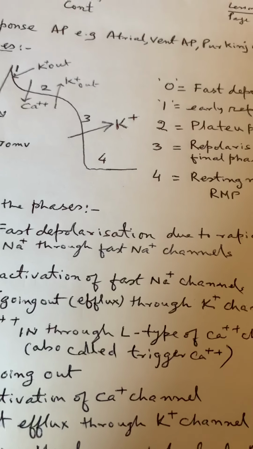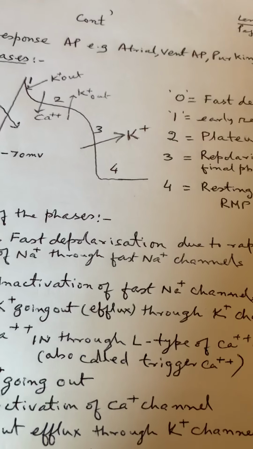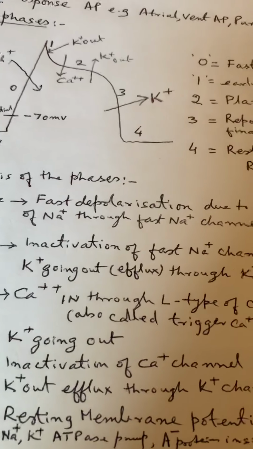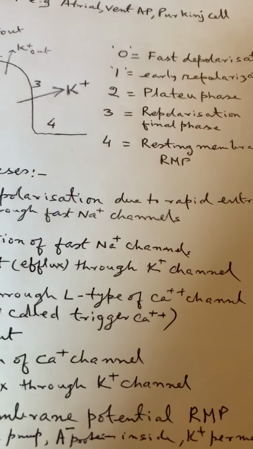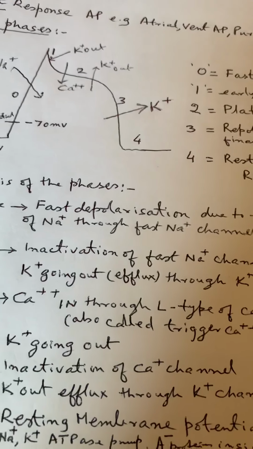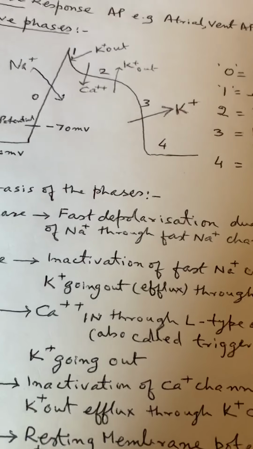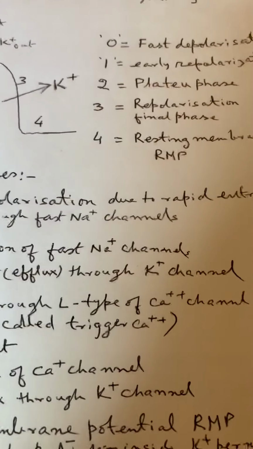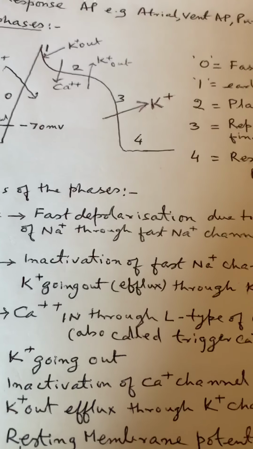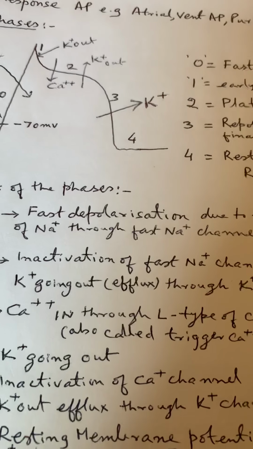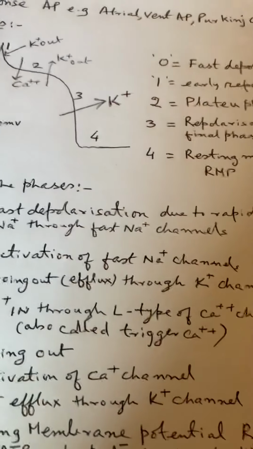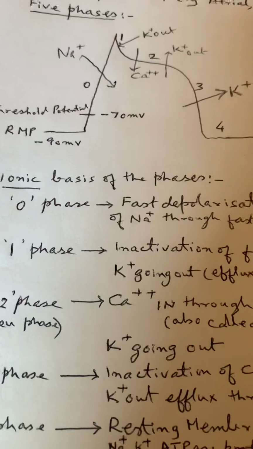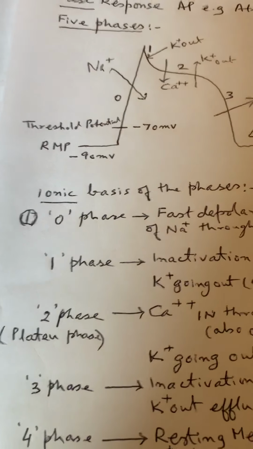The sodium channel is inactivated, that is, sodium is not going in, and there is potassium going out through the potassium channel. So phase 1 is because the sodium channel is closed, and potassium is leaking out through the potassium channel. Then comes phase 2. Phase 2 is known as the plateau phase because it is flat.